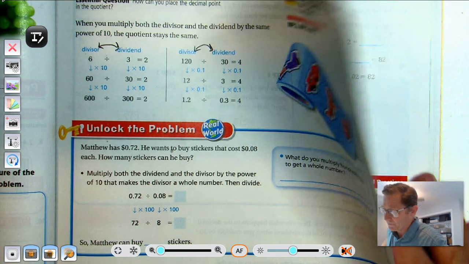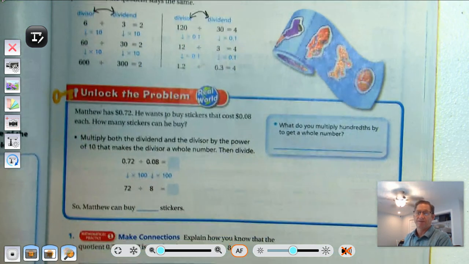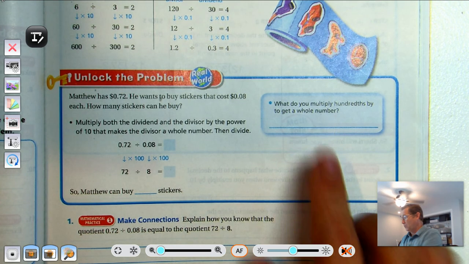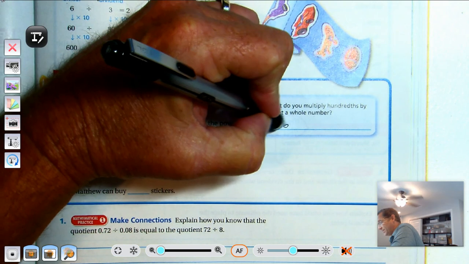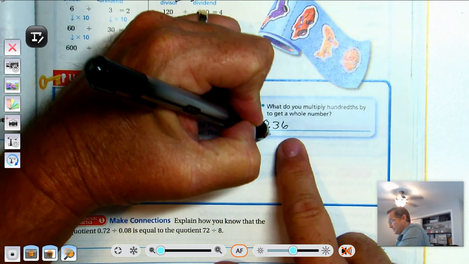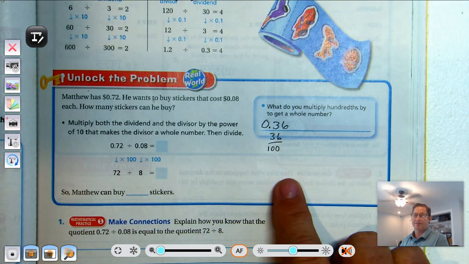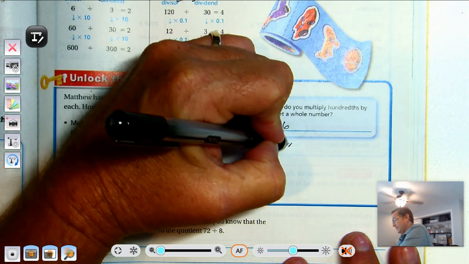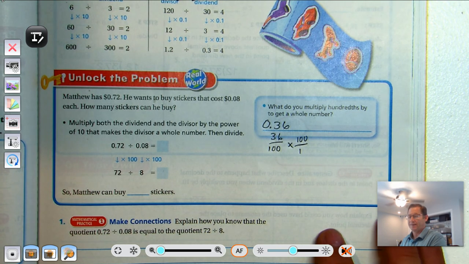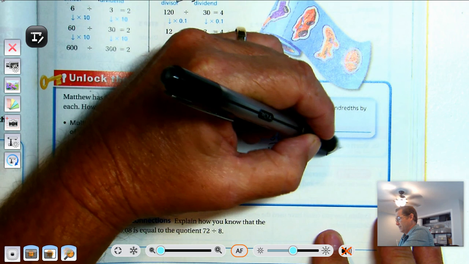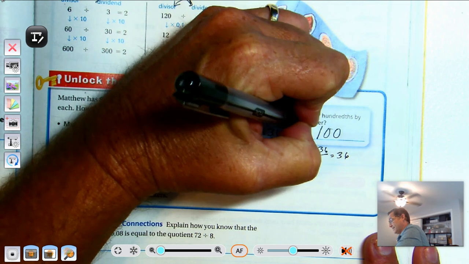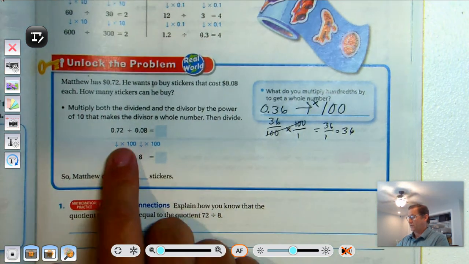Okay, and that's going to be helpful to do what we call clear the divisor. Okay, so what do you multiply hundredths by to get a whole number? Well, let's look at that. If we have 0.36 and I want that to be a whole number, well, remember that this is 36 hundredths. So if I multiplied that by 100, we'd have 36. So we multiply by 100.